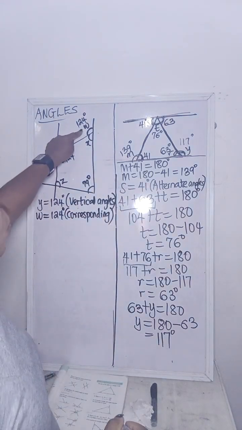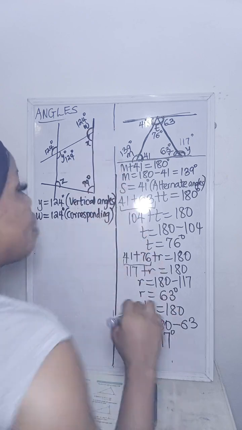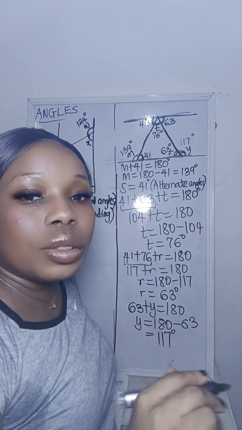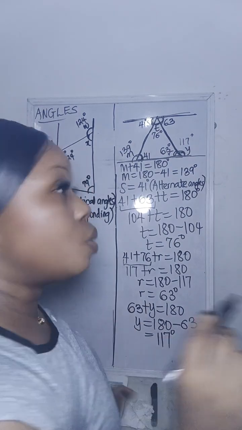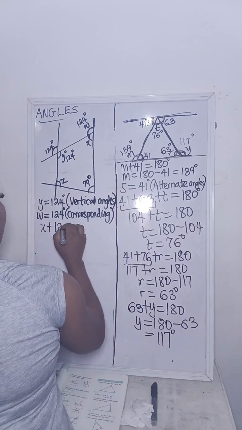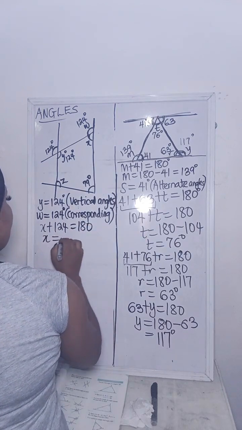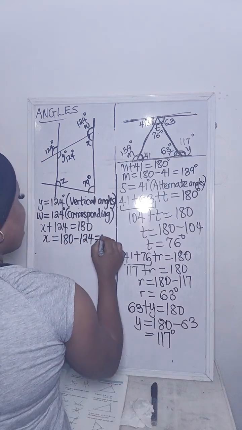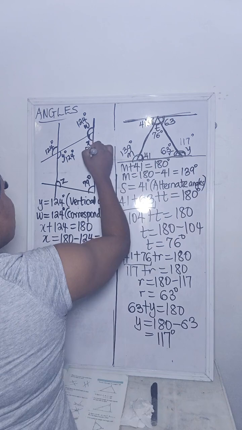Now, if our w is 124, this is a straight line, and these two angles are both on a straight line. If we have two angles on a straight line, they sum up to 180, remember. So our x plus 124 sums up to 180. To get our x, we subtract 124 from 180, and we will get 56 degrees. So our x is 56 degrees.